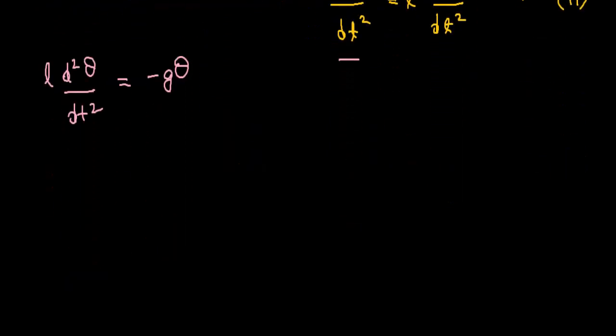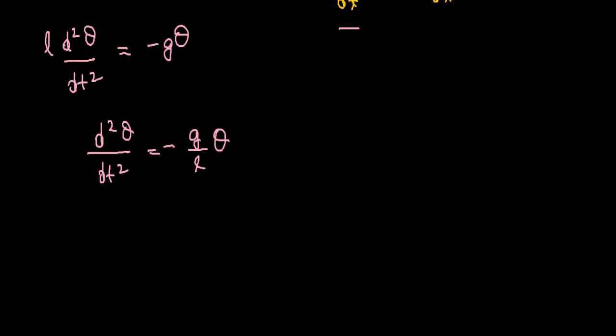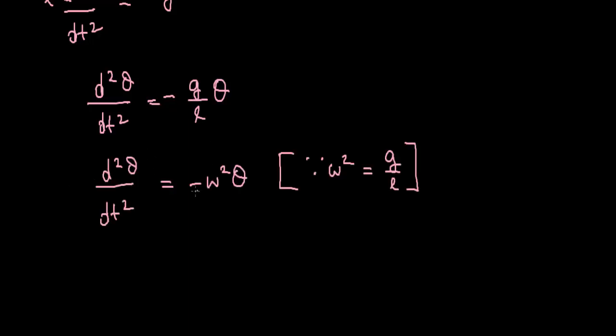Finally, since the acceleration of the bob, that mass, is proportional to the angular displacement, we write it in terms of acceleration: this will be minus g upon L theta. Now we simply write this term as omega square. We have converted this equation into the form of omega, so omega square is g by L.